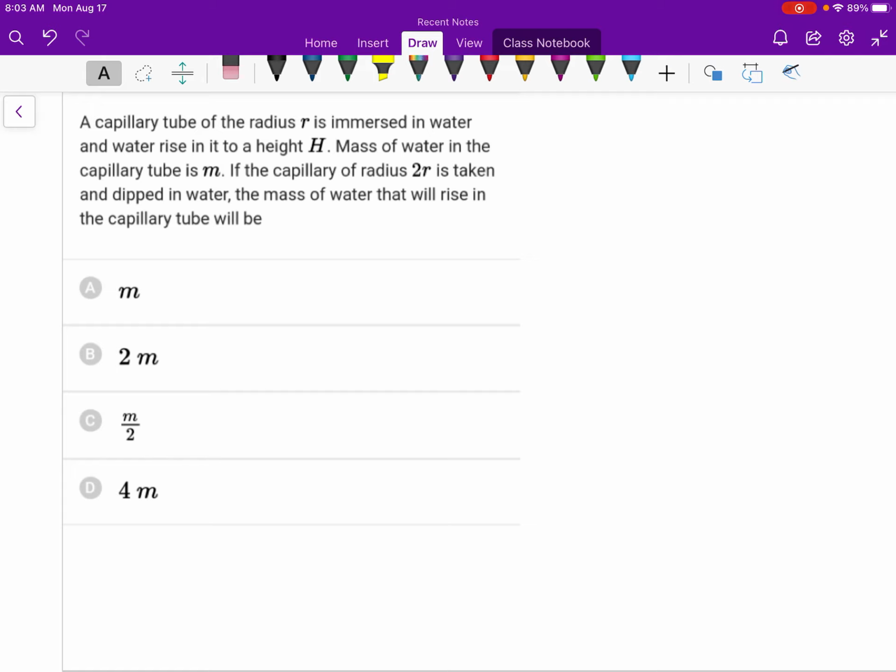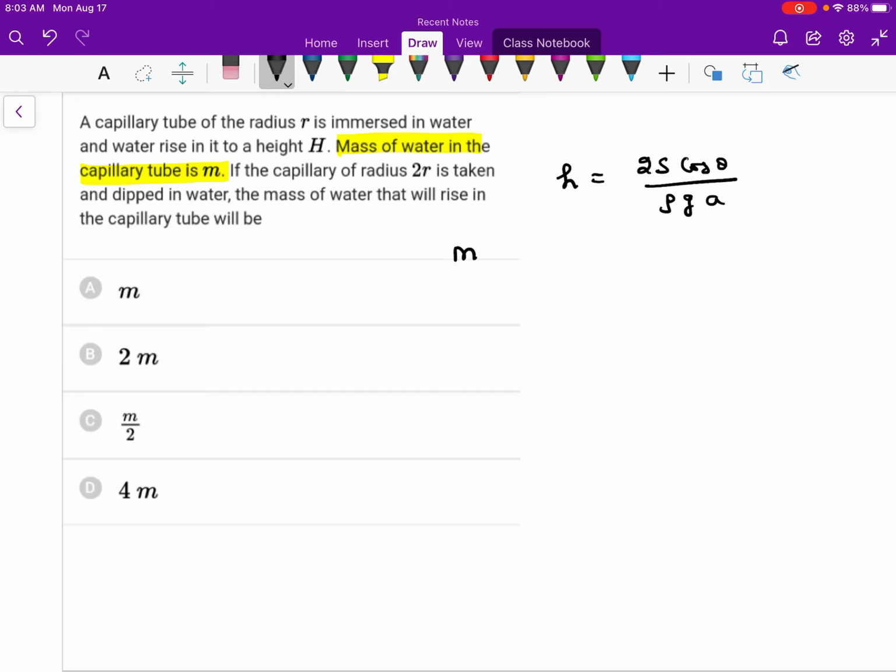Capillary tube of radius r submerged to a height, water rises to a height h. Mass of water in the capillary. So mass of water in the capillary, guys, 2s by r is equal to rho gh. So 2s cos theta upon rho g r. Okay, this is our height raised.